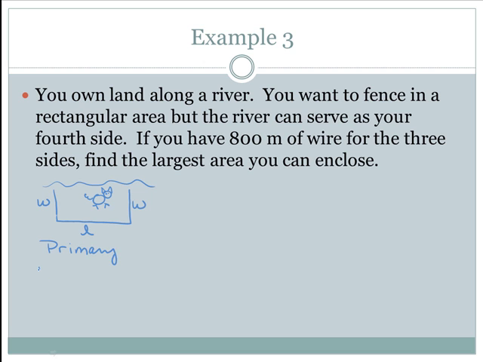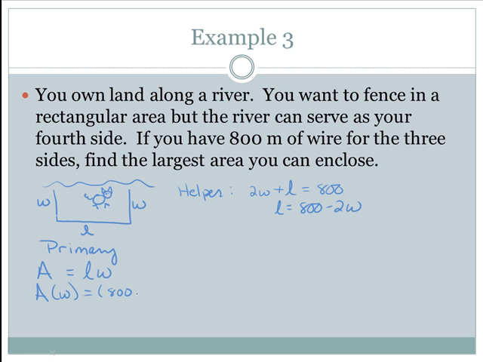Now we do want to maximize our area, so our primary equation will still be about area, and it will still be L times W. This time, instead of doing based on L, let's do based on W, just so you can see that it can go either way. I've got 2 variables. To get rid of 2 variables, I have to use a helper. And my helper is that I know I have 800 meters of wire, and I have 2 W's plus 1 L to make that happen.